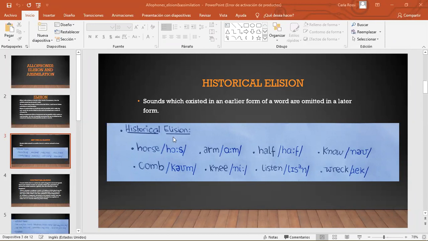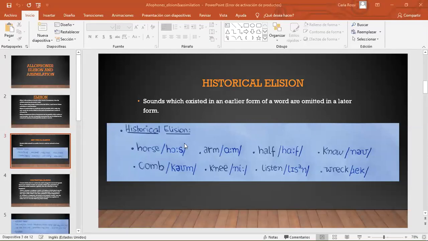And because of that as well, you may not find it in the citation form, that means the transcription that appears in dictionaries, yeah? You may not find those sounds, even though they used to be in the word. So that's why it's historical, yeah? It has been omitted a long time ago.